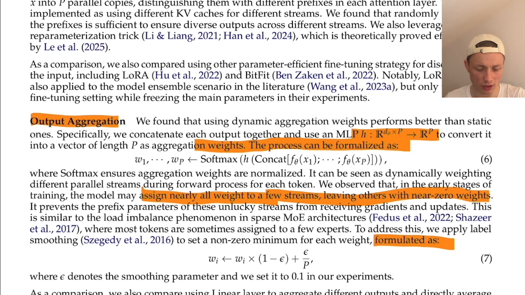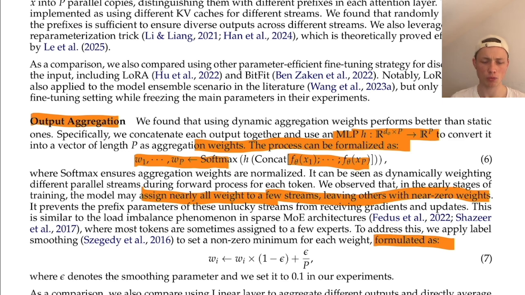So we can see we have an MLP called H, and first of all we're concatenating all the outputs of the model. Then the concatenated output, which is a long tensor, we're putting into our MLP. The MLP is very small, and then we predict the weights by using a softmax, and then we aggregate the outputs weighted by those weights.